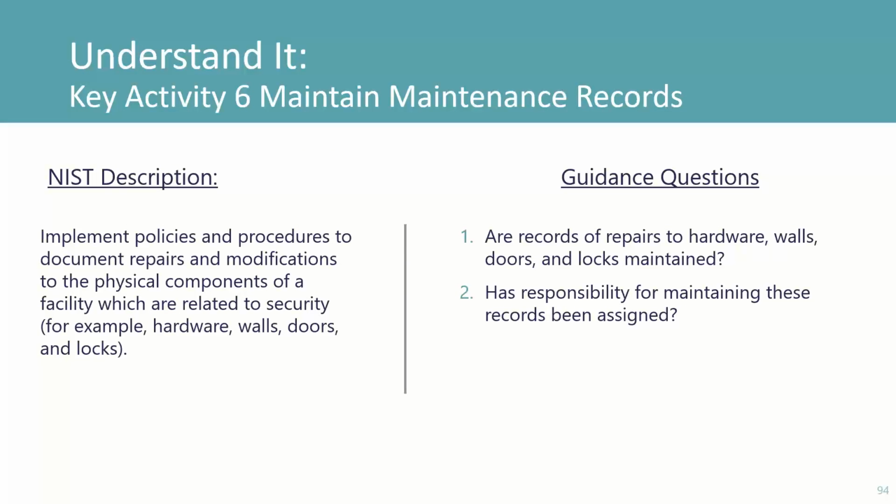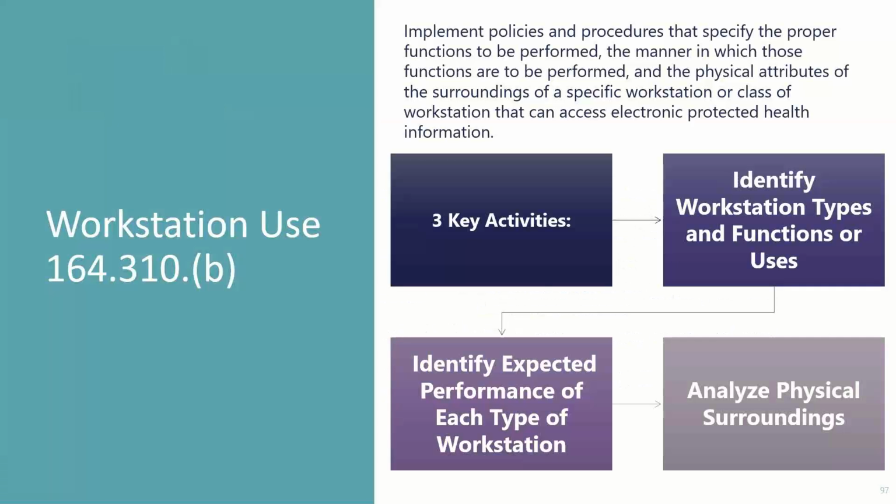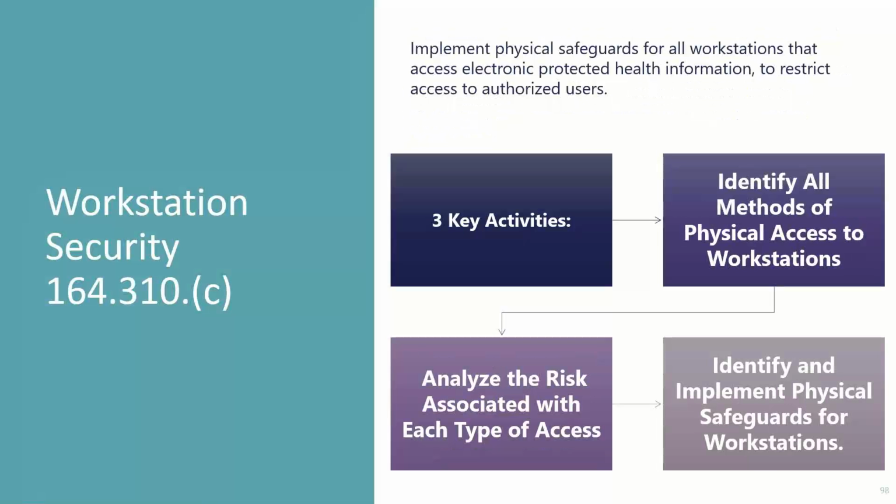And maintenance records of repairs to hardware, walls, doors, locks. And everybody needs to make sure we have these records kept, and where are they and who is responsible for that. Workstation use. This is to implement policies and procedures that specify the proper functions to be performed, the manner in which those functions are performed, and the physical attributes of the surroundings of the workstations or class. So the three activities: identify workstation types and functions, identify expected performance, and analyze the physical surroundings.